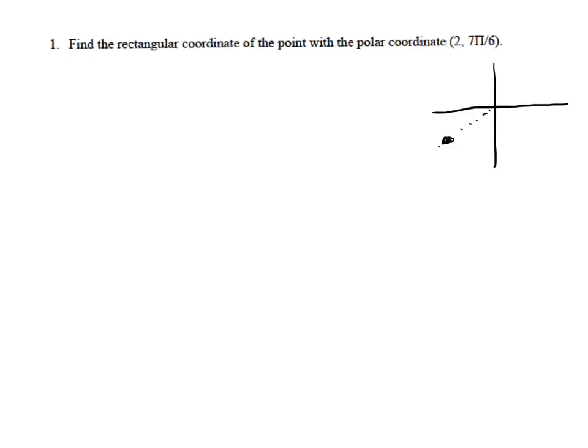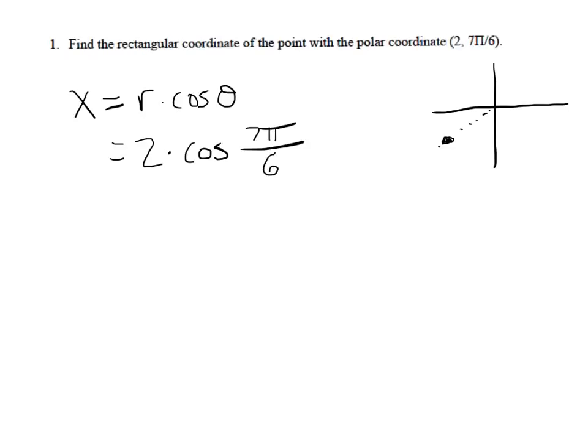So according to the rules that we have in that box, we know that x equals r times cosine of theta. So if we plug in our values, I would get 2 for r, and cosine of 7 pi over 6.